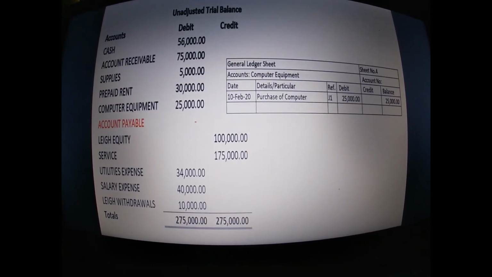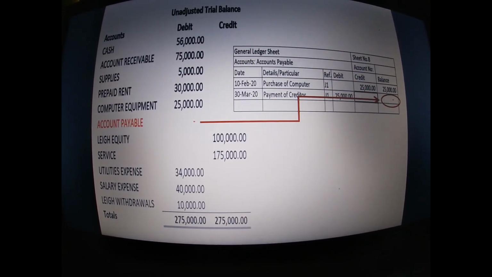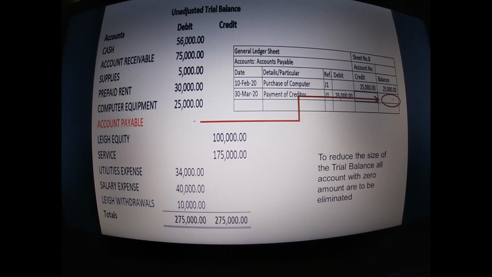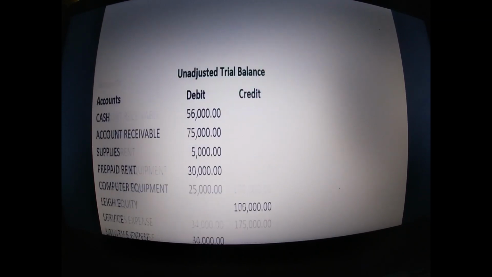So we have the computer. And then accounts payable. See, why do I make it red? So that you would know that this is a zero account. But the zero account is usually eliminated to reduce the size of the trial balance. Because in some companies, it would be lengthy because they have a lot of accounts. Okay.